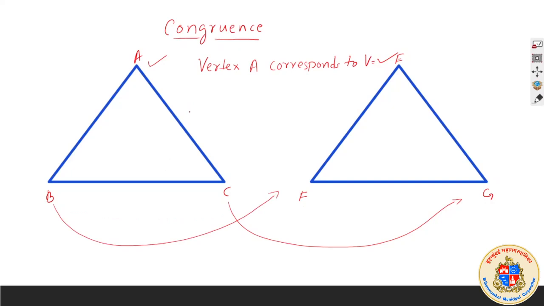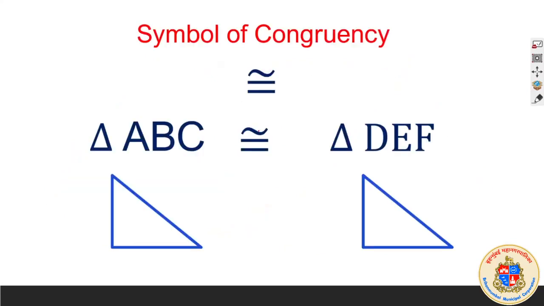We write the correspondence of two vertices like this: A corresponds to E. We have studied this. And in this case, angle A is equal to angle E. This equal to sign, which we are seeing now, is modified into another sign by putting a curly segment here, and it is called congruent or congruence. The symbol of congruence is like this.